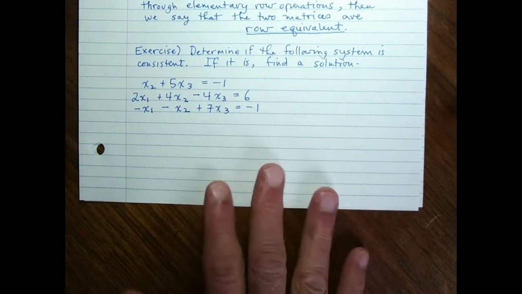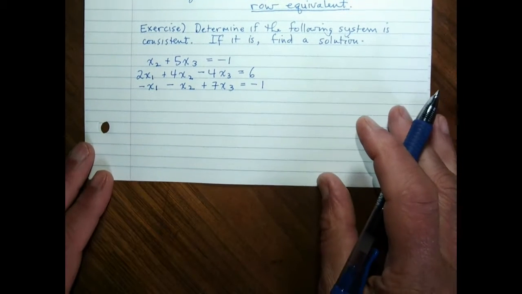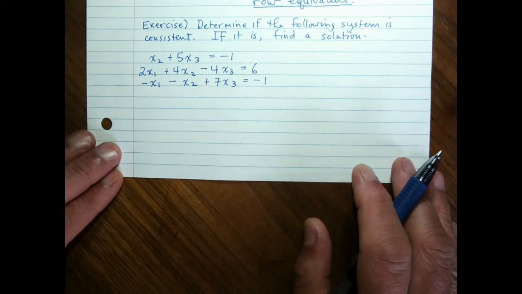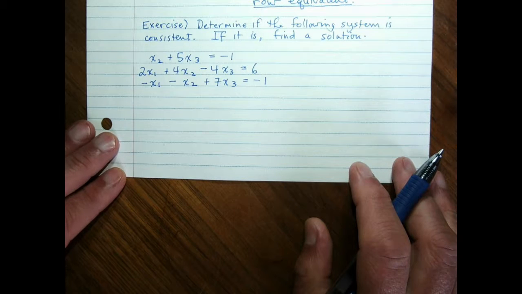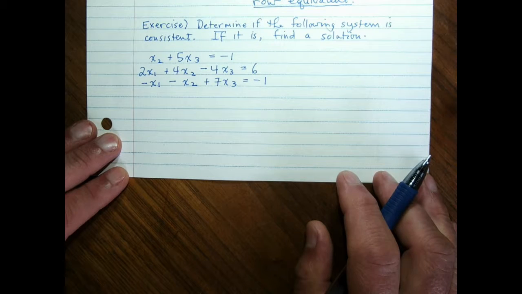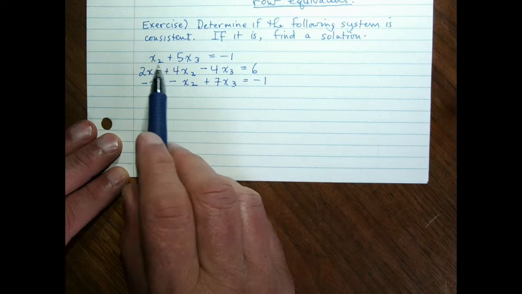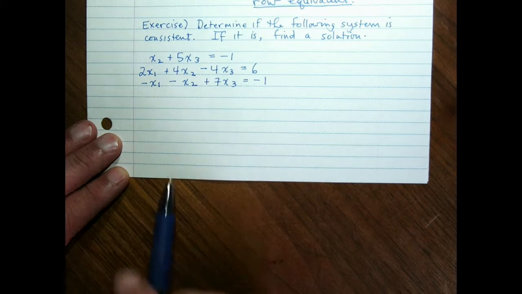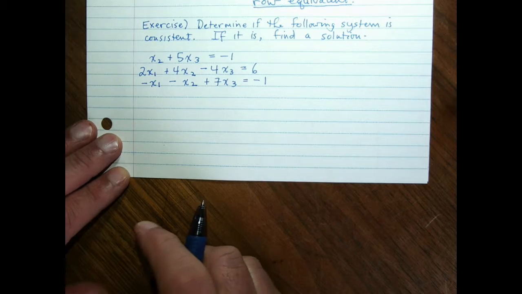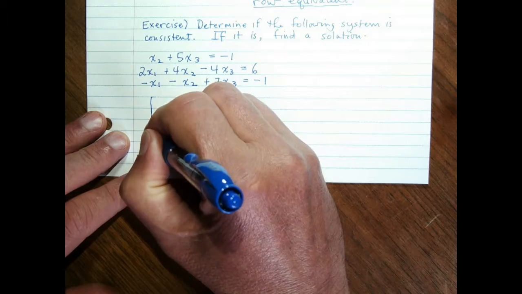Similar to what we did in the previous video, determine if a system of equations is consistent. If it is, find a solution, and I'll try to proceed a little quicker through this one without being so tedious. In this case, notice that we have x1, x2, x3, so we have three equations in three unknowns, three variables. And let's go ahead and write down what the augmented matrix is.